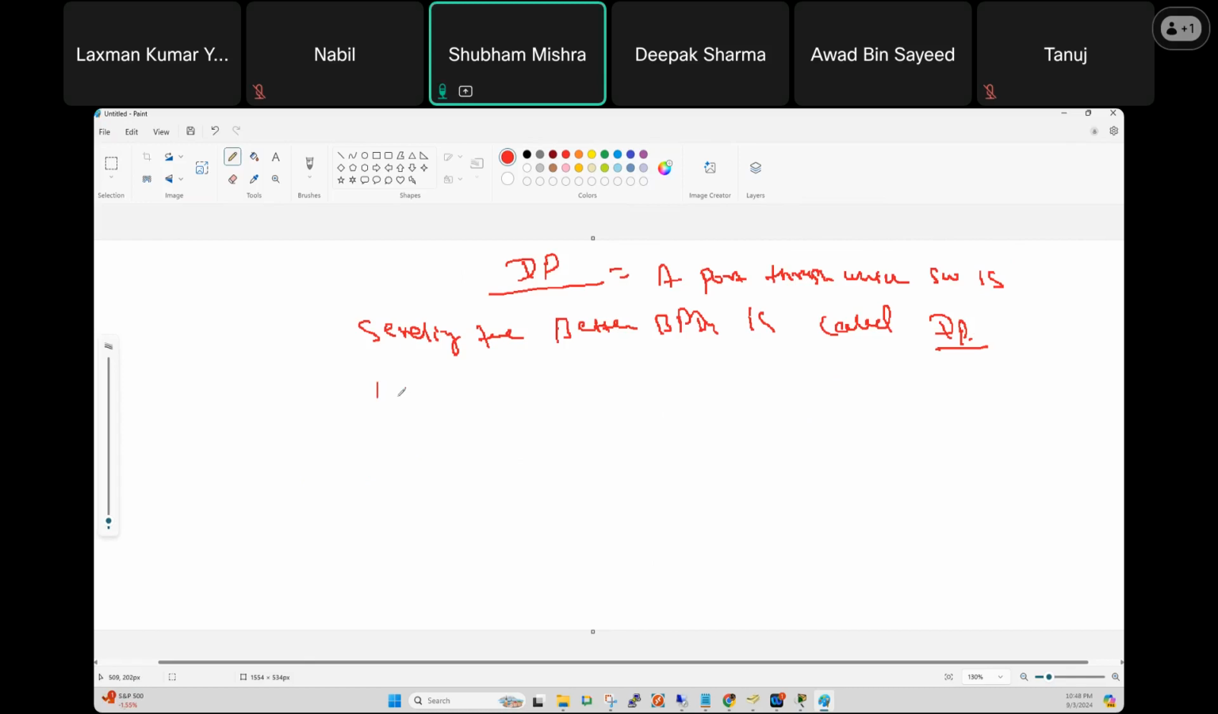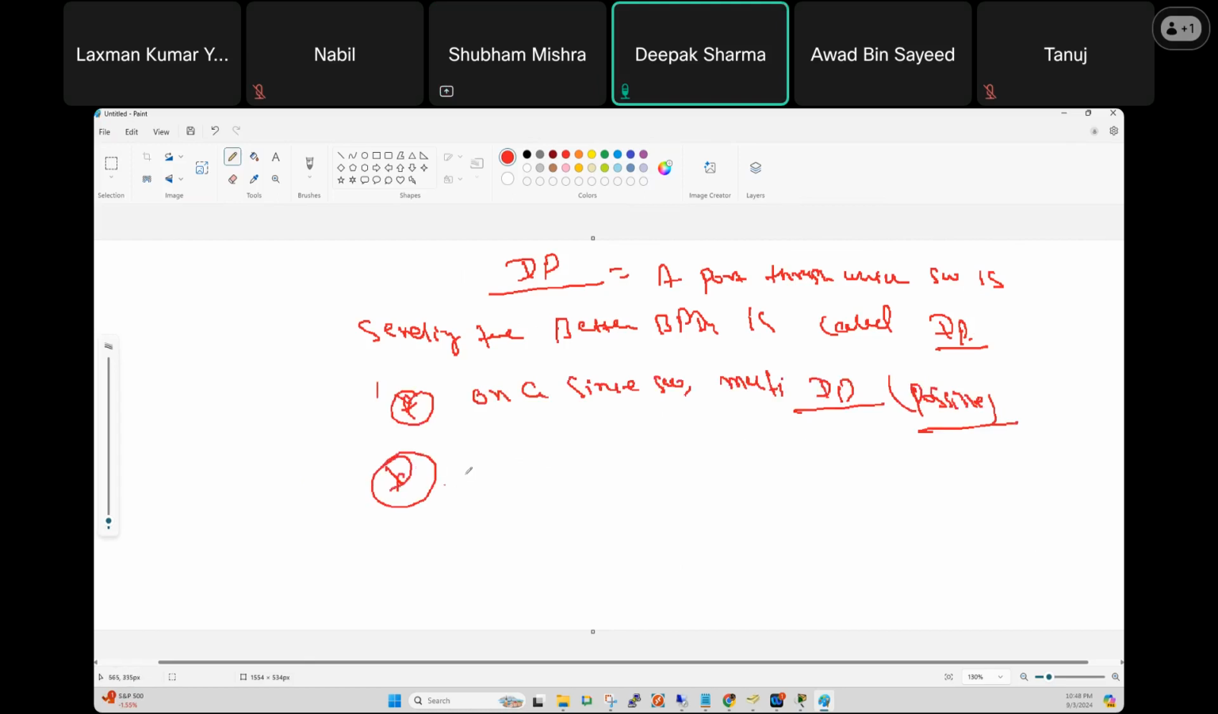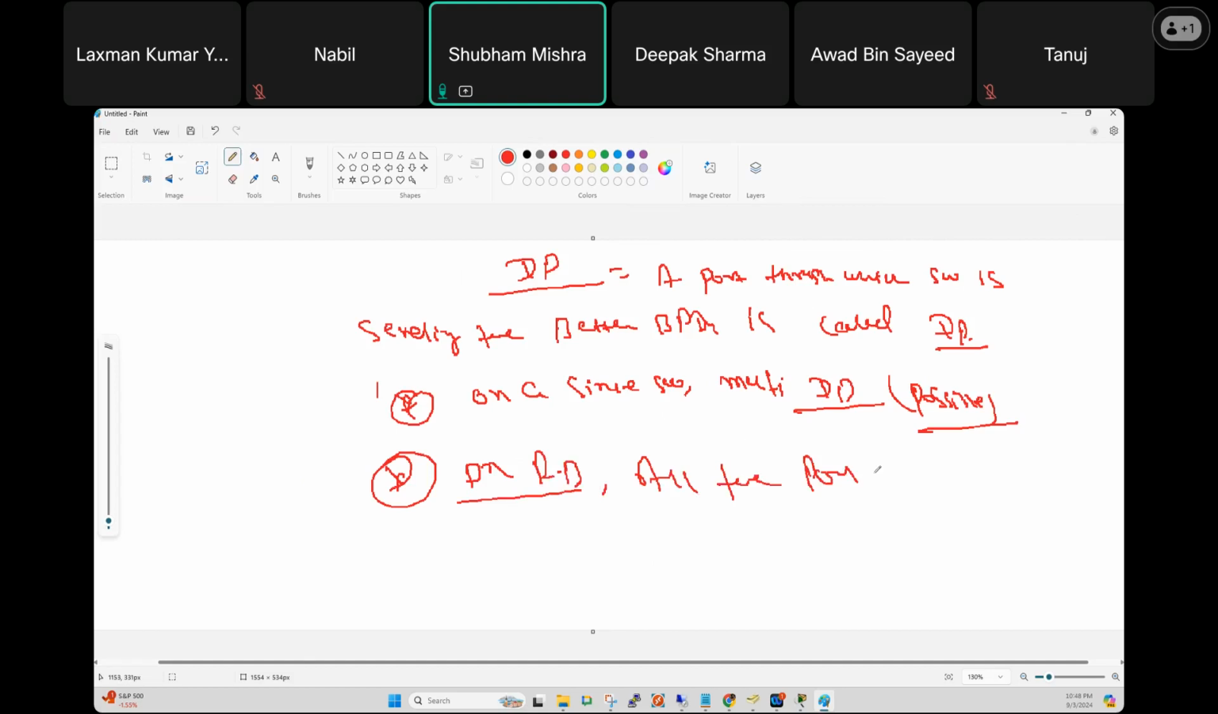And on a single switch, there can be multiple DP ports. It is possible. Now, on root bridge, all the ports will be DP. Because you know what is the use of root bridge? To send the BPDU, right?